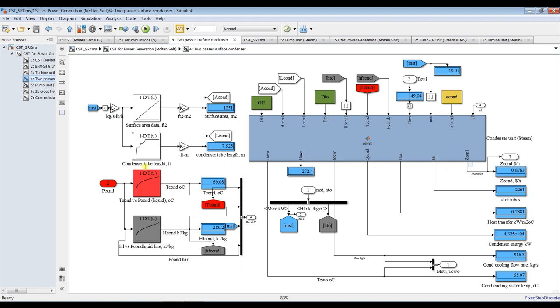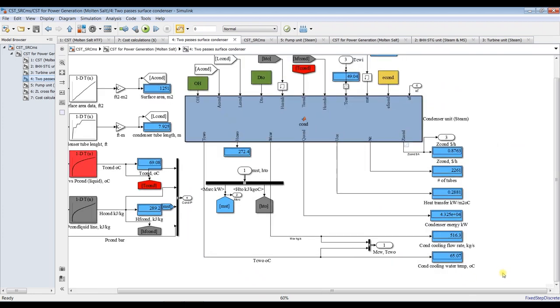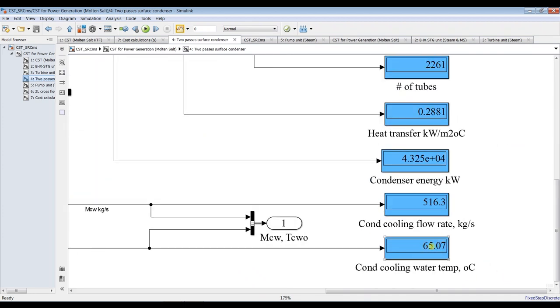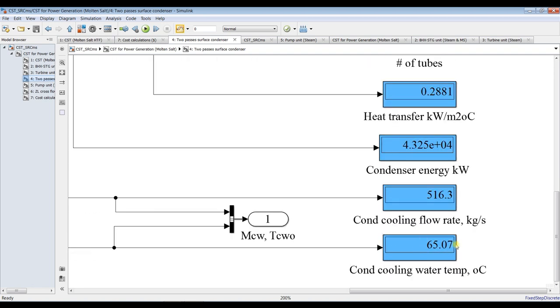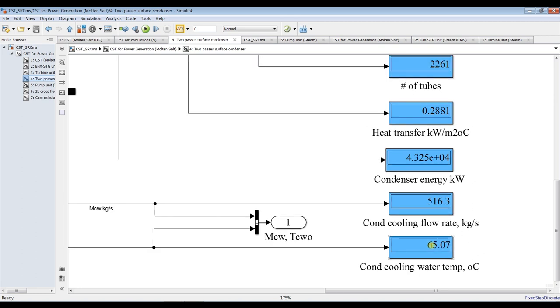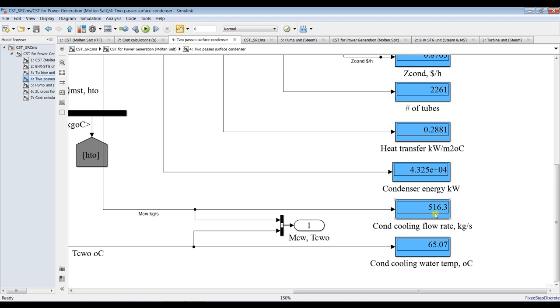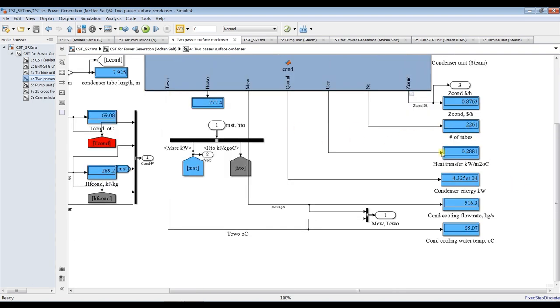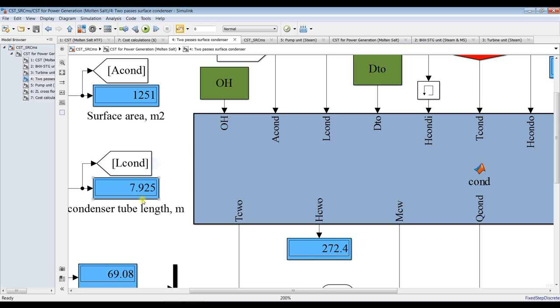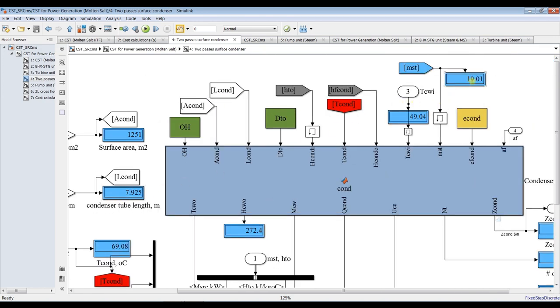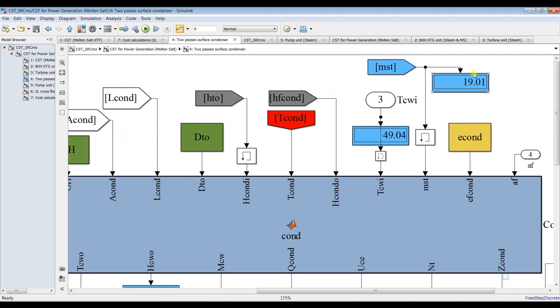For the surface condenser, what are our results? You can discover physical properties, enthalpy, entropy. This is cooling water, around 65 degrees Celsius for the cooling load. The cooling tower is responsible for cooling down this temperature. Therefore, we need around 500 kilograms per second. Number of tubes through the condenser, total surface area, condenser lens, cooling water temperature. I'm sorry, this is the mass flow rate.